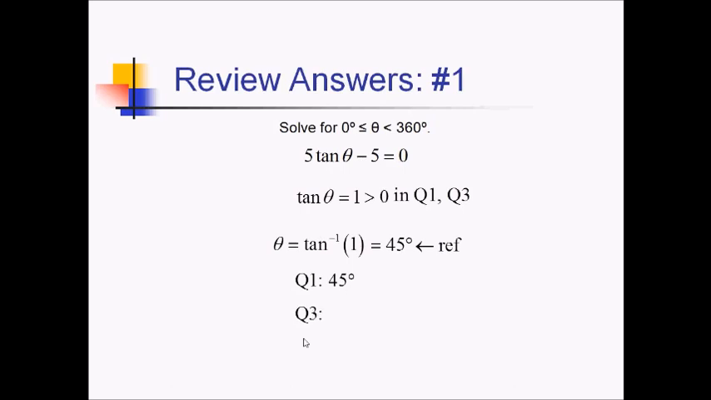For quadrant 3, we need to use our reference angle and add that to 180 to get quadrant 3. So that takes us 45 degrees past the 180 line. That gives us 225 degrees for our second angle.